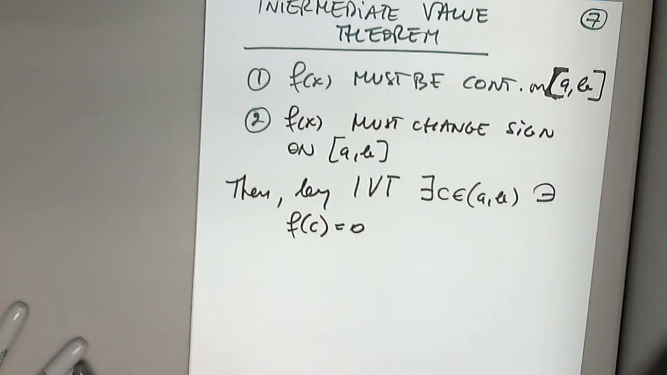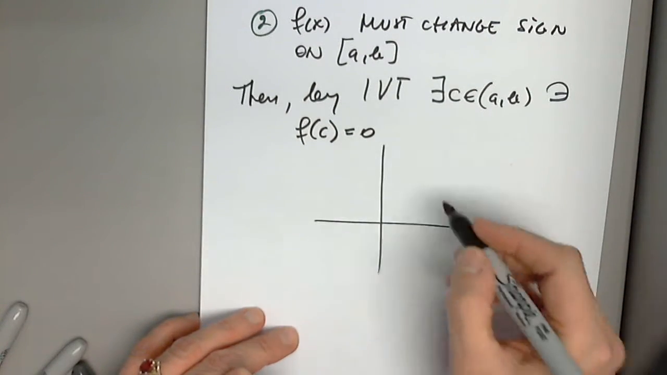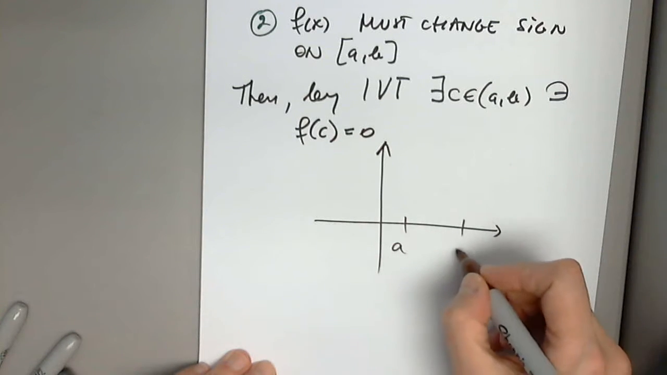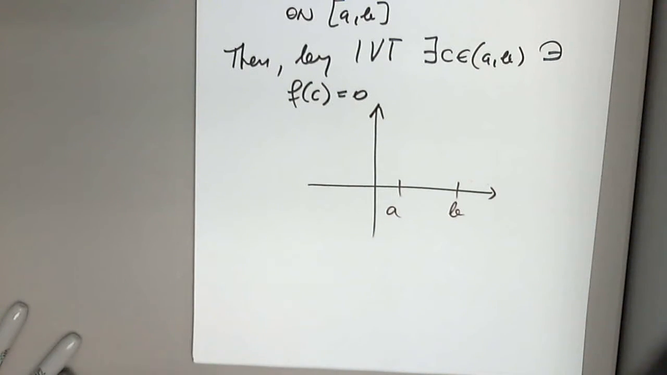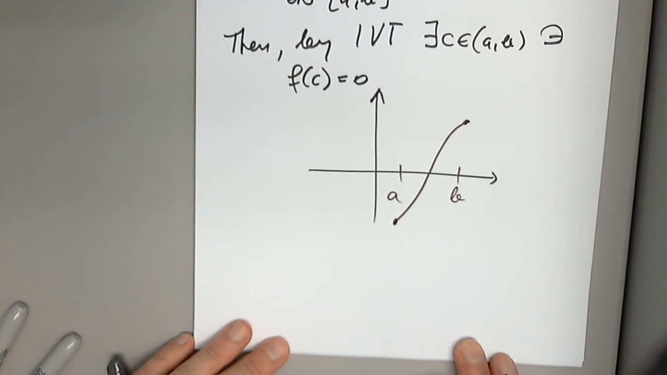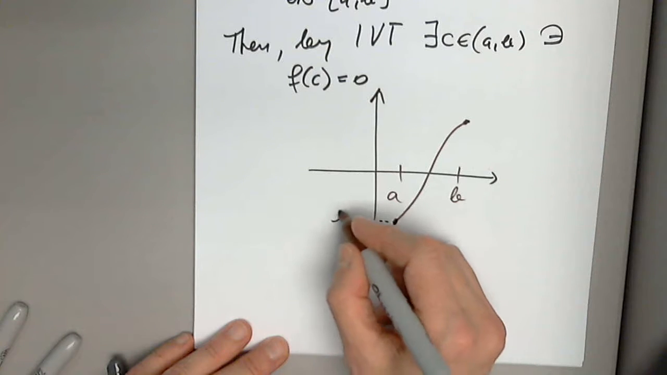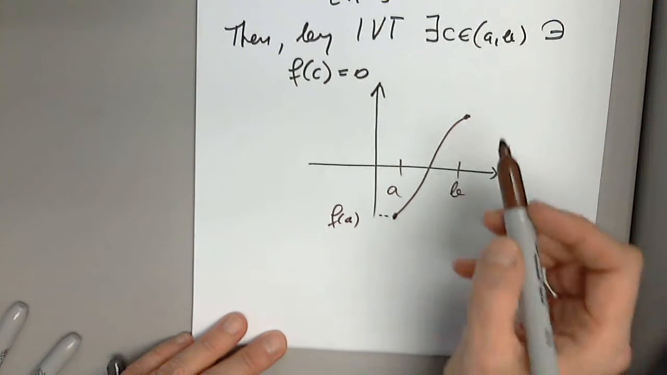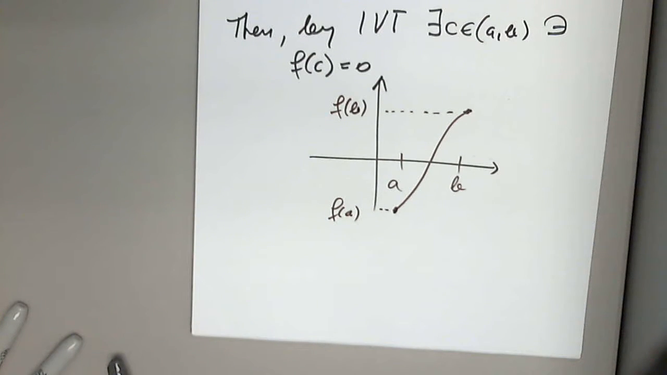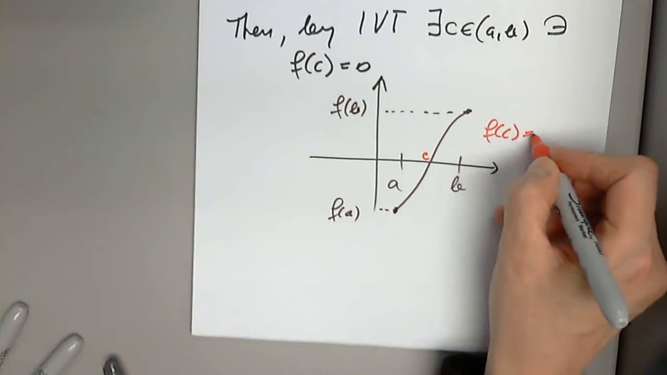Let's illustrate with a little picture or graph. Here is the interval a comma b. And let's suppose it's negative on this side and it's positive on this side. So in other words, f of a is negative and f of b is positive. There must be a point c such that f of c is 0.